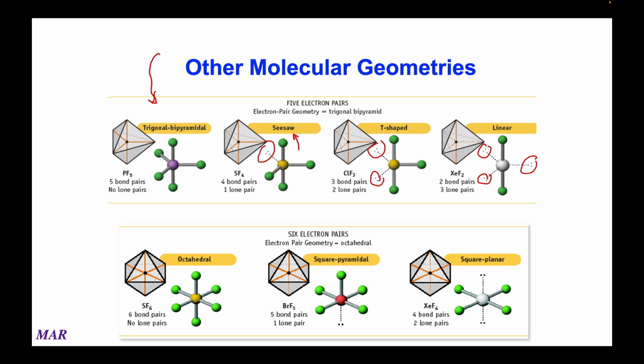The bottom is for octahedral electron pair geometries. So all 3 of those would be octahedral EPG. With no lone pairs, EPG and MG are the same. If you have 1 lone pair, it creates the square pyramid. And if you have 2 lone pairs, it creates what's called square planar.